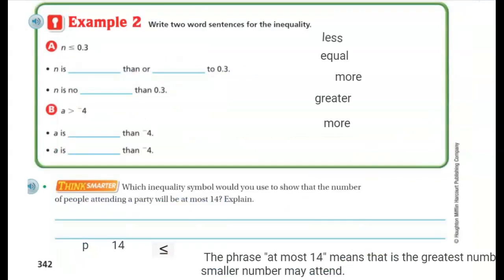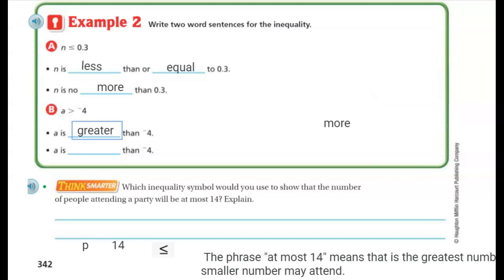In example 2, we'll be writing two word sentences for the inequality. So N is less than or equal to 3/10. And N is no more than 3/10. The next example B, A is greater than -4. One way you can write it is A is greater than -4. Another way you could write it is A is more than -4.